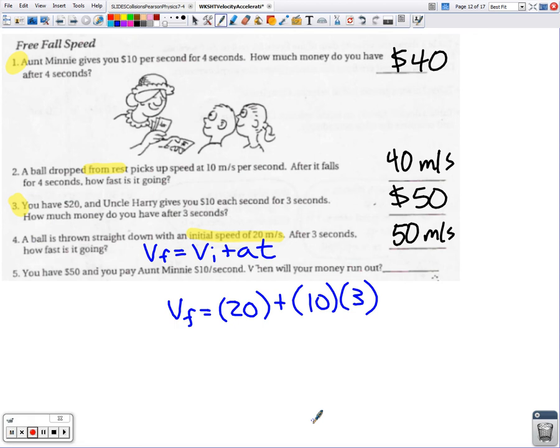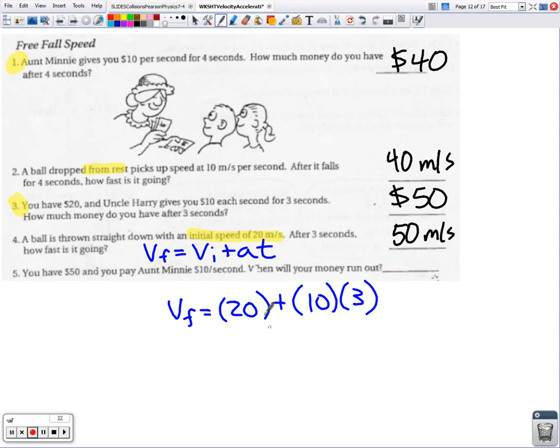Apparently, your mom has gotten wind of the fact that Aunt Minnie is just handing out $10 bills a second. Okay? So, you have $50, but your mom makes you pay back Aunt Minnie at $10 a second. Because your mom doesn't believe in taking old ladies' money, apparently. All right? I don't know what her problem is, but, you know, whatever. So, it's just crazy Aunt Minnie.